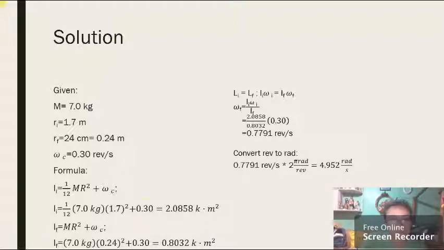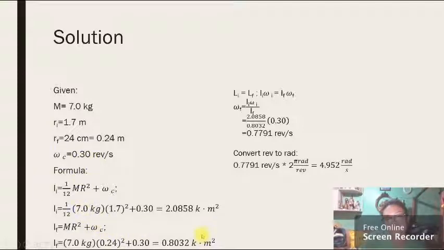Okay, so we're going to substitute now the values. We're going to look for I initial. So 1/12 times m times r squared, the initial r, plus the constant. So plug in the values. You're going to get 2.0858 kg meters squared.